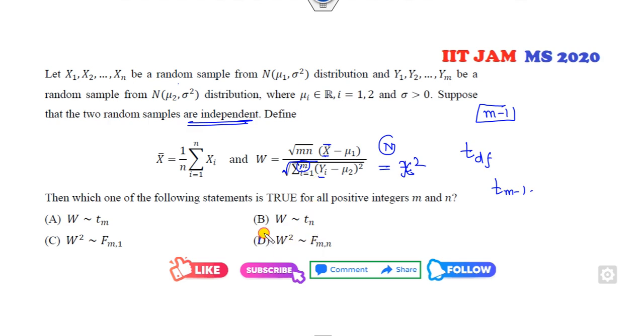So first of all, f will be cancelled, f will be cancelled. Fine. Then what is the degree of freedom of this? It is n. Denominator is my m, so it is cancelled out. So only m will be the right answer of this problem.